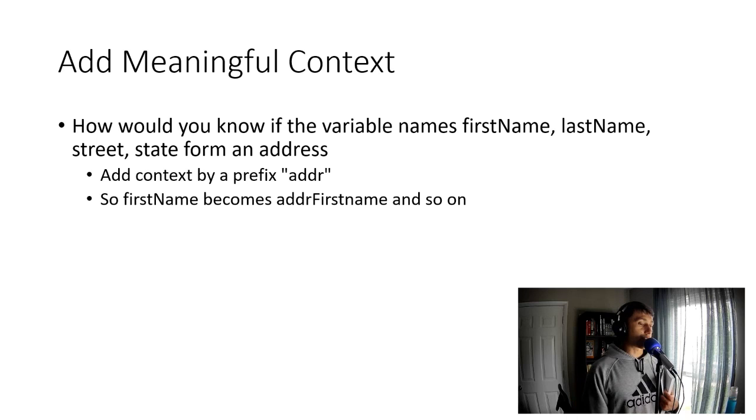So how do you get around certain things like that? Well, you could be specific. You could have a first name variable, last name variable. In this case, for street names, you could add context by adding a prefix ADDR. So you could say ADDR first name, ADDR last name, and so on and so forth.